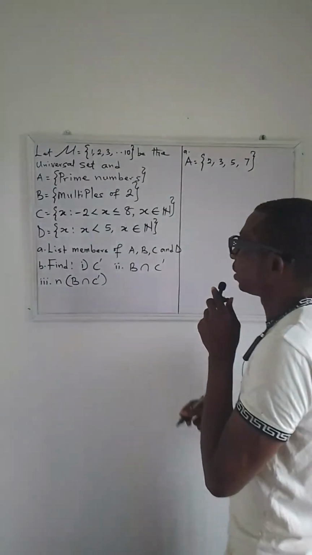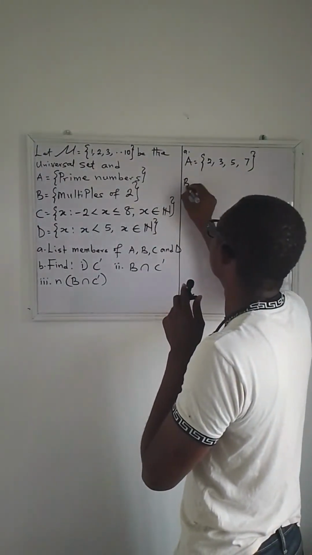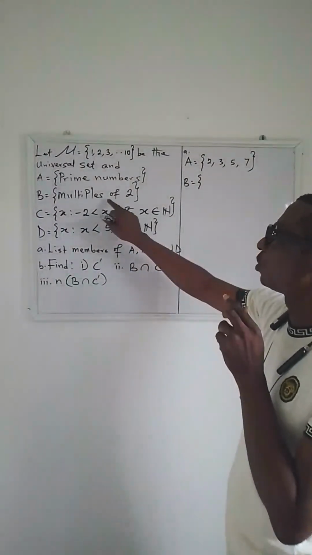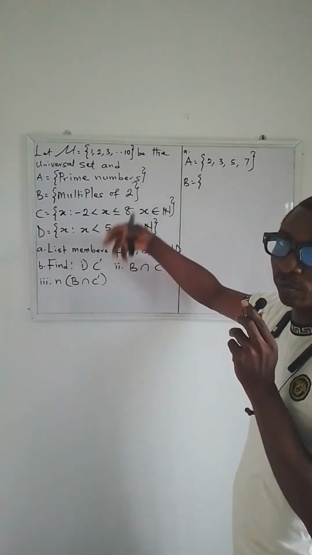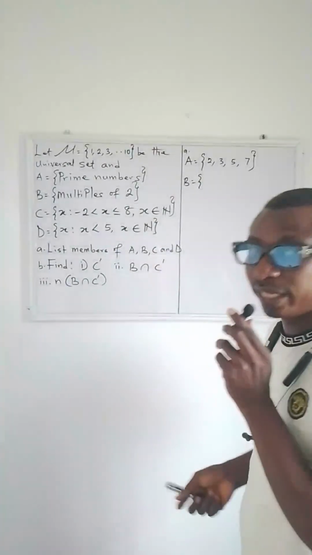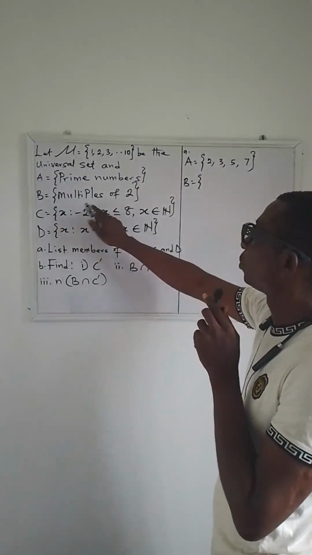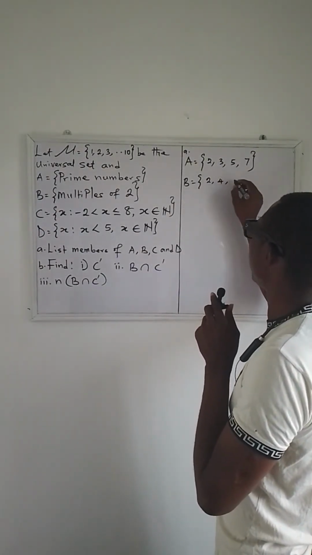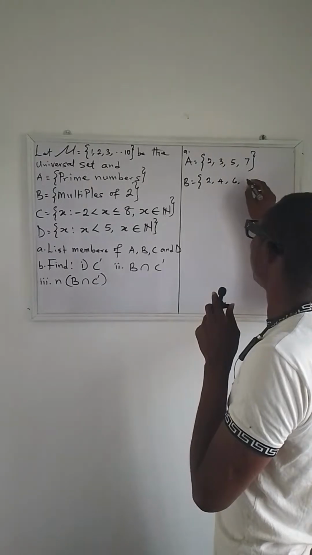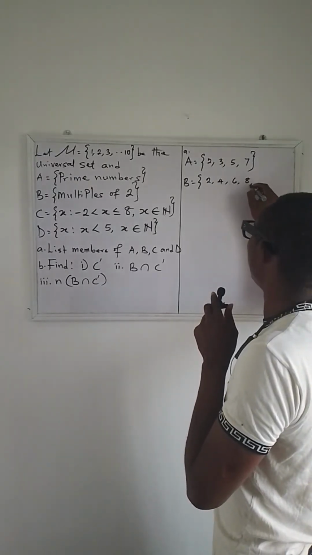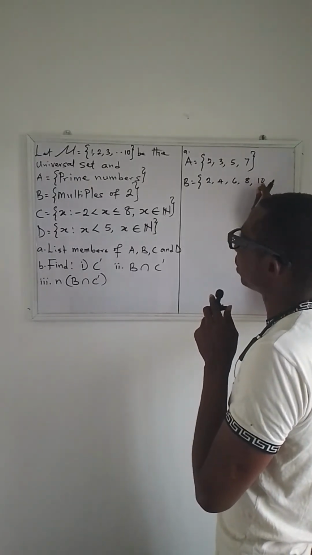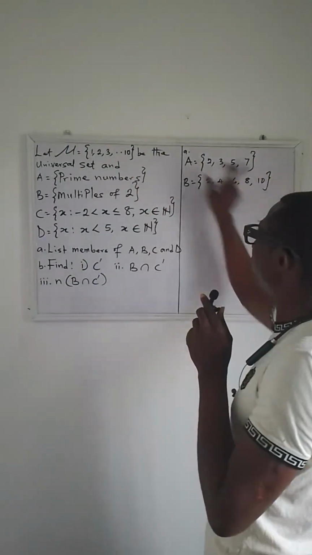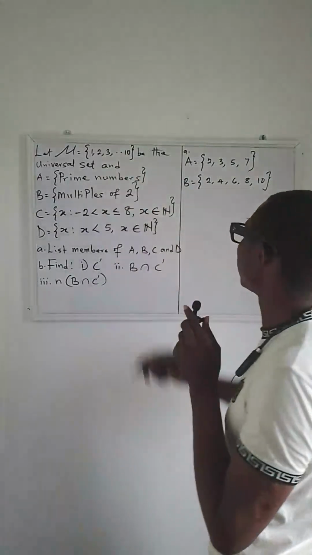Now let's look at the second set, the set of multiples of 2. The list of multiples of 2 is 2, followed by 4, followed by 6, followed by 8, followed by 10. I'm going to stop here because of our universal set. All of these must be subsets of the universal set.